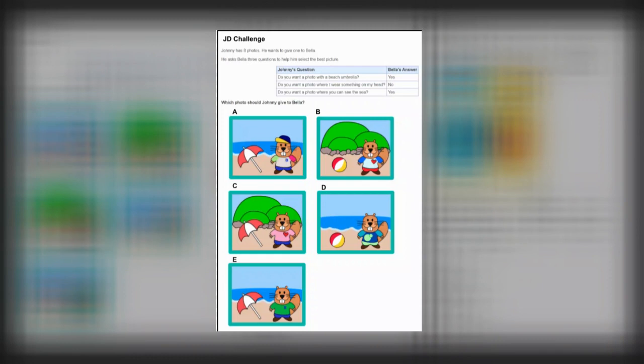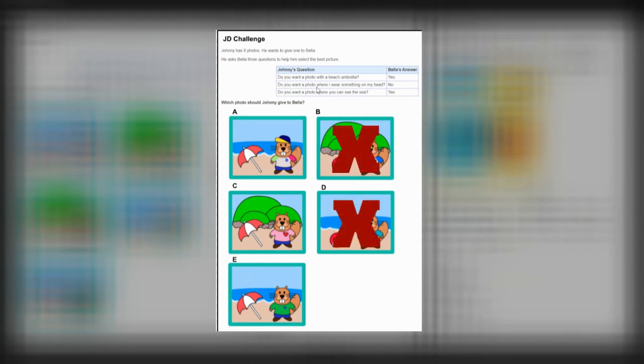So we need to think about the questions that were asked, and we need to start to eliminate the pictures which do not meet what they want. So, do you want a photo with the beach umbrella? Yes. So we need to get rid of any pictures which do not have a beach umbrella. So we get rid of B and D. So we're left with A, C and E.